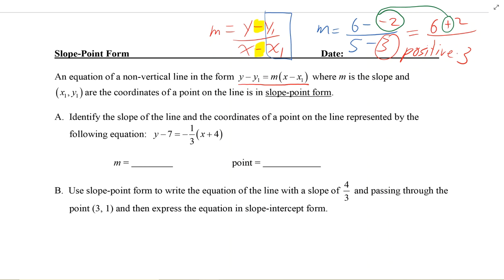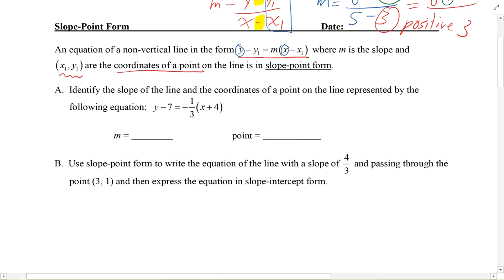Now, why do we have the subscript 1? We have the subscript 1 because they are actually coordinates of a point. So they are actually a point on our line. The other y and the other x, they aren't points on our line until we find them, okay? So we're going to play around with that a little bit here.